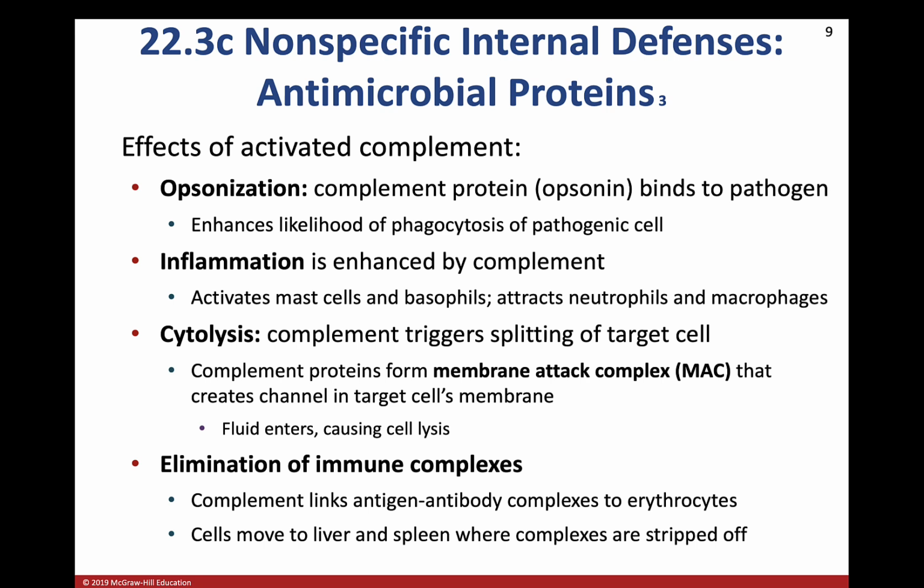Inflammation is also enhanced by complement, so this will activate mast cells and basophils, also attracting neutrophils and macrophages. Cytolysis: complement triggers the splitting of the target cell. Complement proteins form membrane attack complexes, or MACs, that create channels in the target cell, and basically fluid enters that cell, causing the cell to lyse or die. There also is the elimination of immune complexes. Complement links antigen-antibody complexes to erythrocytes. Cells move to the liver and spleen, where the complexes are stripped off and removed and destroyed.